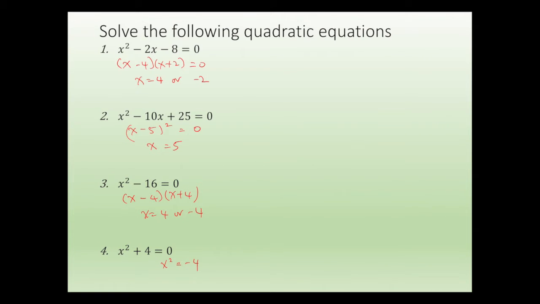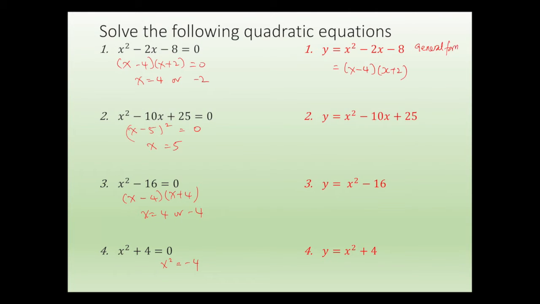Now, I want you to consider this equation and think about it as y equals x squared minus 2x minus 8 for the first one. Since we know that x squared minus 2x minus 8 is actually x minus 4 and x plus 2 in factorized format, we can rewrite this as y equals x minus 4, x plus 2. Alright? So here I have shown you this is the general form and this is the root form.